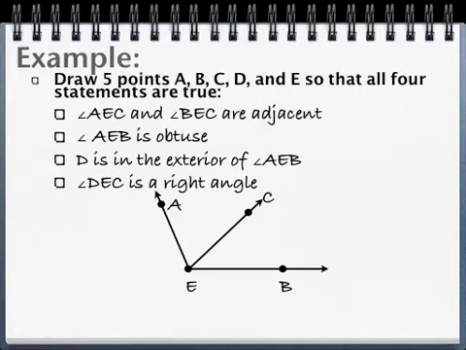It also says that angle DEC is a right angle. So I'm going to put point D here, and we notate a right angle using a square at the vertex. So if you notice, D is on the exterior of angle AEB, and angle DEC is also a right angle. Again, you're probably going to have to just put points down and move them as you start looking at different statements, but always go back and check to make sure that all of the statements are true.